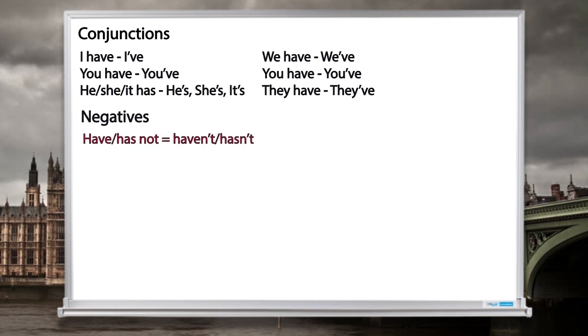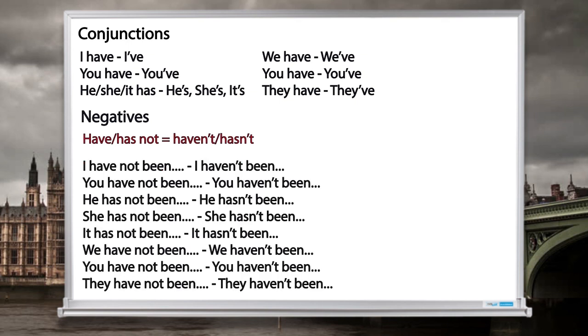Negatives will sound like this: have not, haven't, has not, hasn't. In the sentences, it will sound like this: I have not been, I haven't been. You have not been, you haven't been. He has not been, he hasn't been. She has not been, she hasn't been. It has not been, it hasn't been. We have not been, we haven't been. You plural is the same as singular, and they have not been, they haven't been.